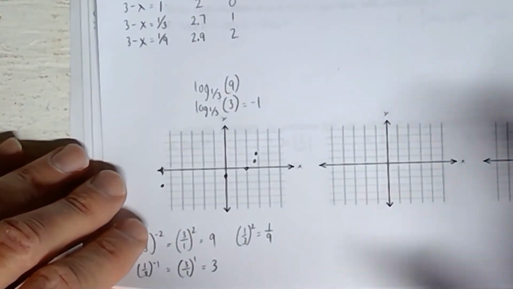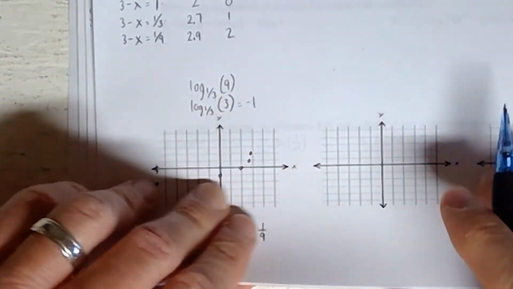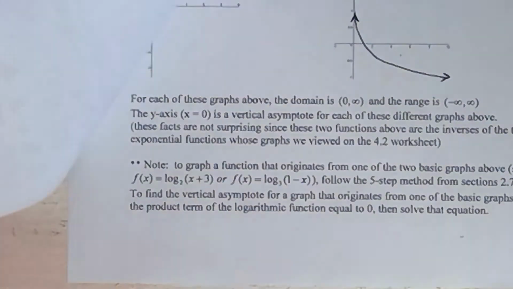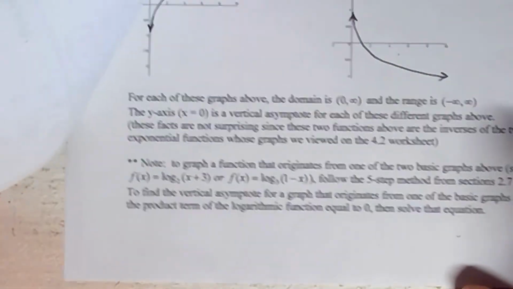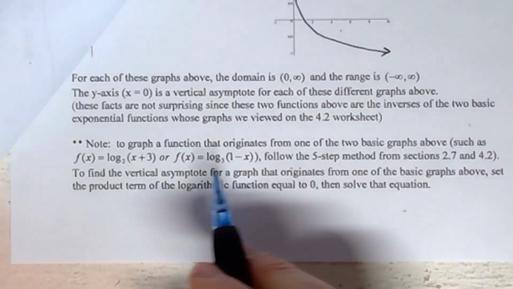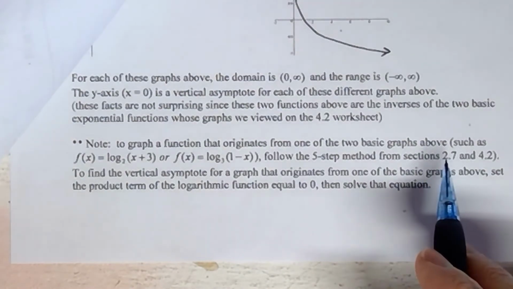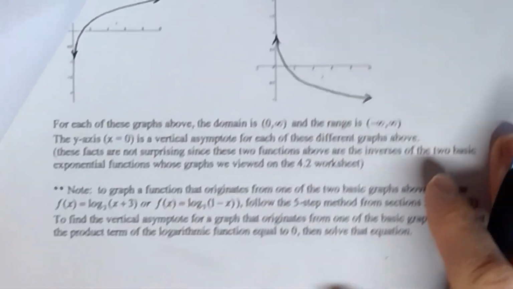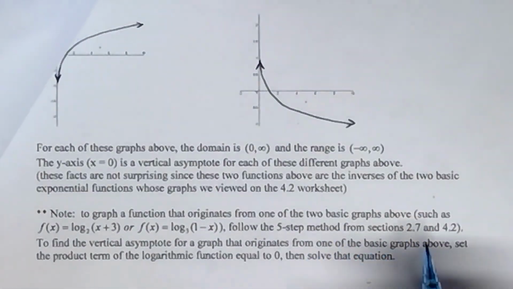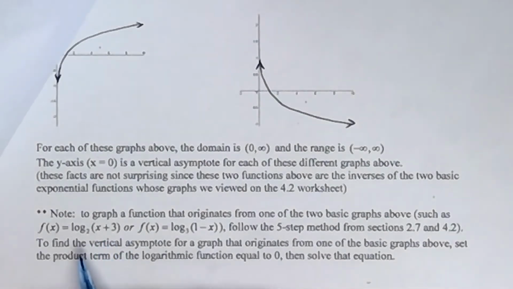But there's one more thing I want to do here before I graph this, to make sure it's completely accurate. We have an asymptote on log graphs also. Let's read this paragraph. It says, to graph a function that originates from one of the two basic graphs above, follow the 5-step method as we talked about.